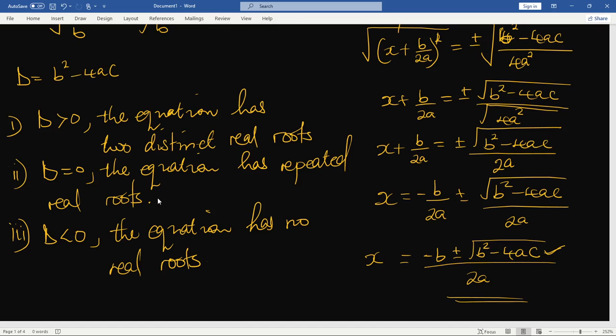Alright, so we said this expression under the root is called the discriminant. There are three conditions attached to the discriminant. If it is greater than 0, it has two distinct real roots. If it is equal to 0, it has repeated real roots, meaning that, for example, if the root you have is x = 2, the other value is 2 as well for the second condition. Then if the discriminant is less than 0, the equation has no real roots.